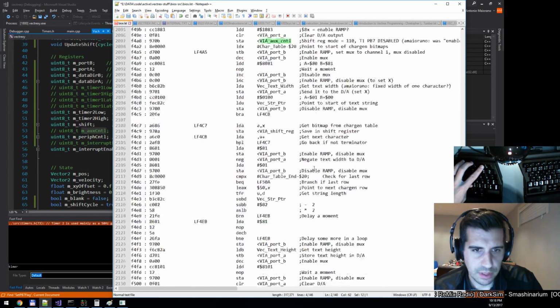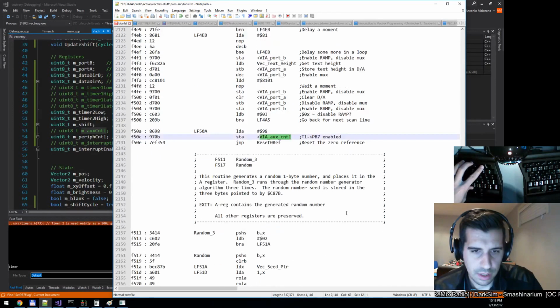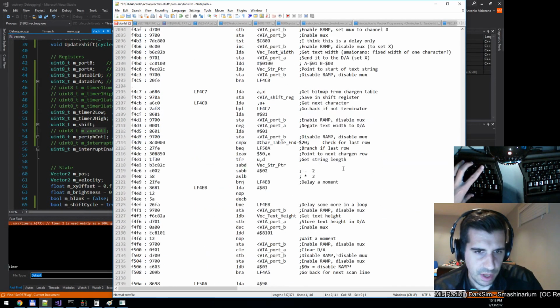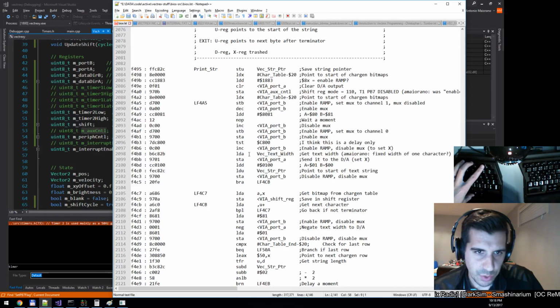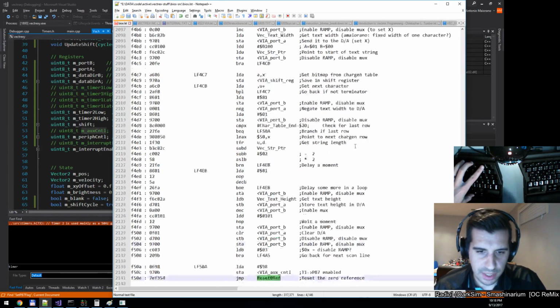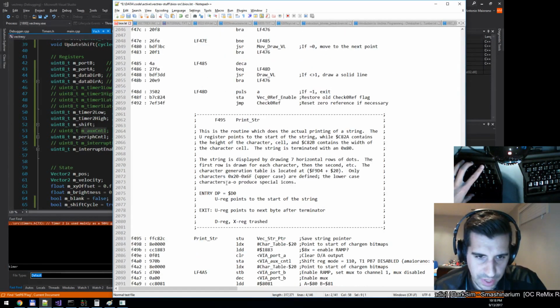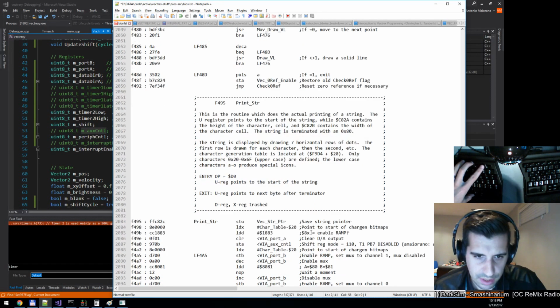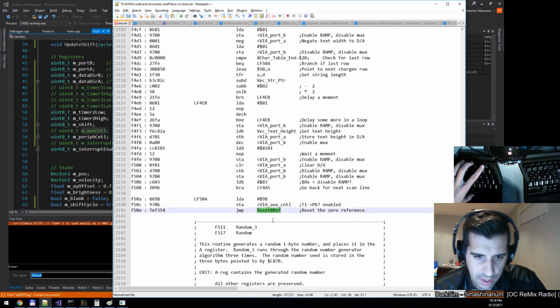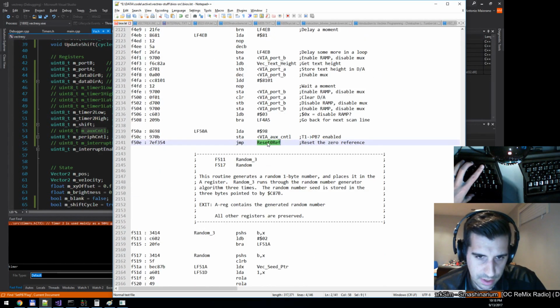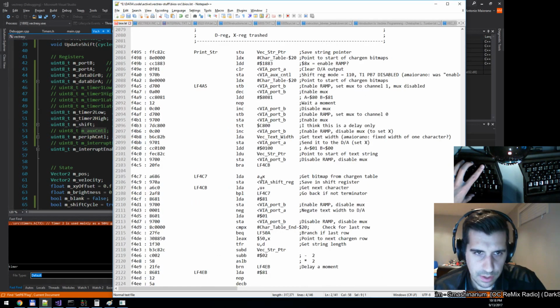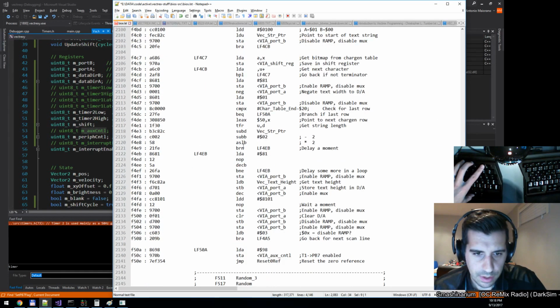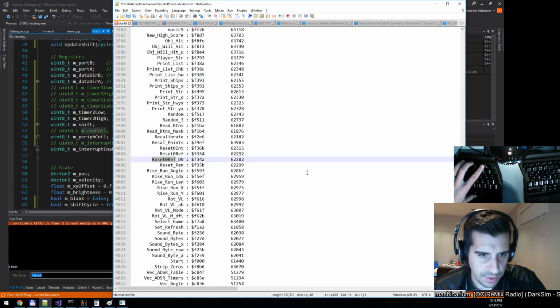PB7 enabled. Reset 0 ref. So I see that basically printing strings, which is something that happens before we draw our box. I think this guy is expected to, when it's done, disable the ramp. Let me see. Print string. Jump to reset 0 ref.